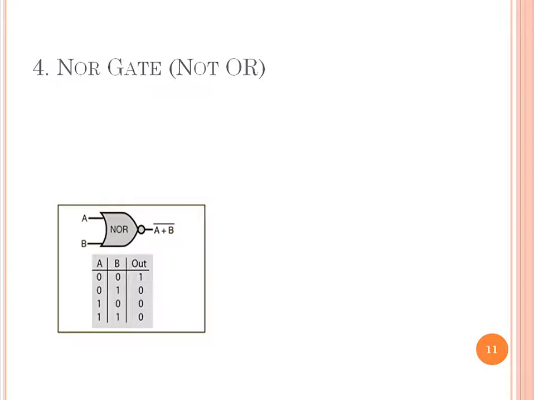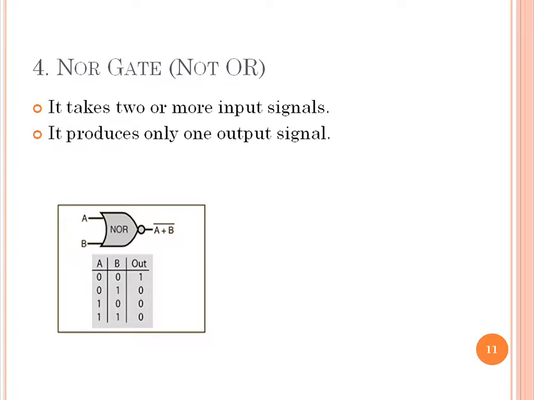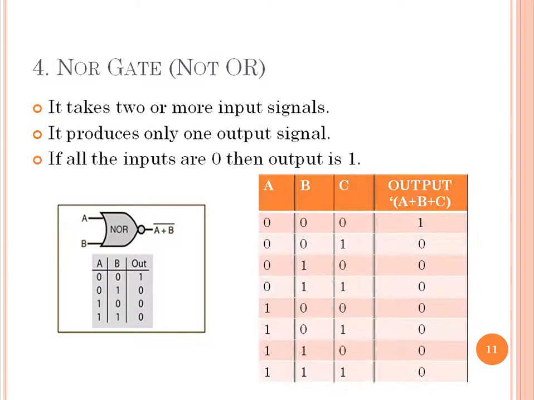Next one is NOR gate. In simple words, we can say not or. And the first 2 points will be similar. It will take two or more input signals and produce only one output signal, but actually its behavior would be what? If all the inputs are 0, then the output would be 1. Just as we have discussed, it would be not or.